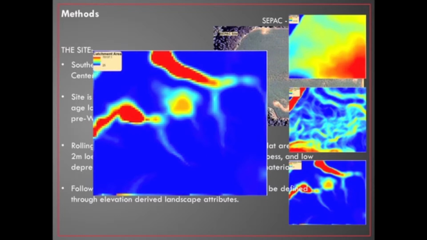Here's a digital elevation model, going from lowest in blue to highest in red. We can see that in the corner there's a high spot.